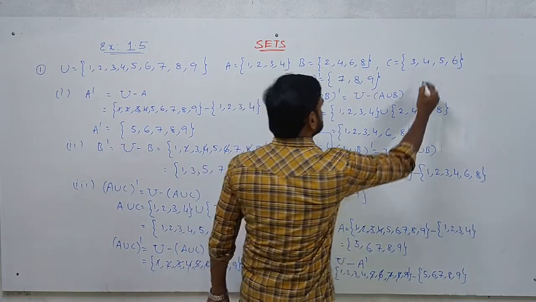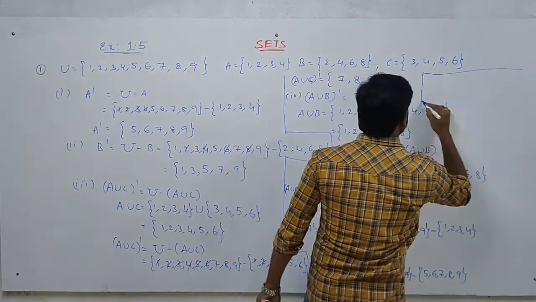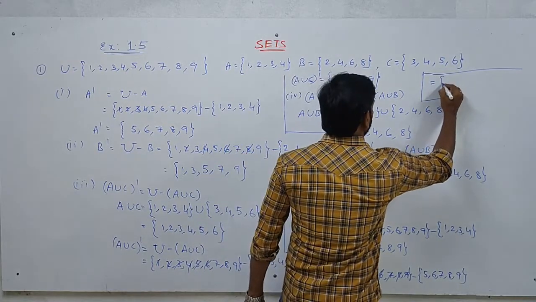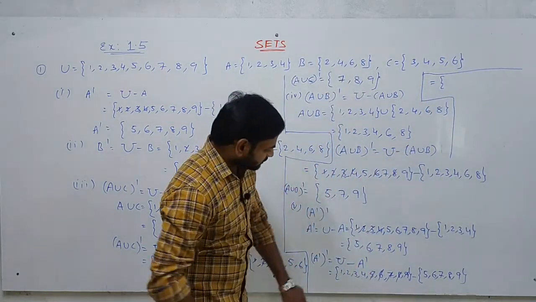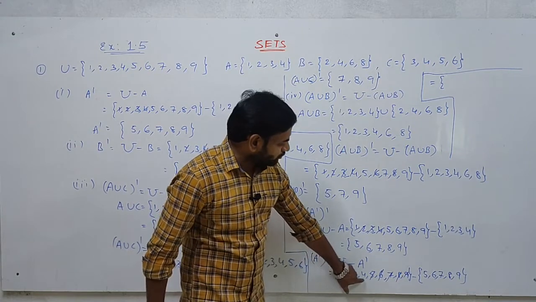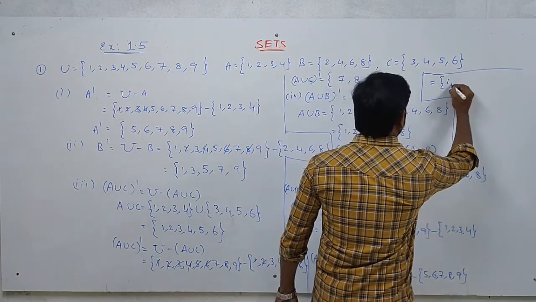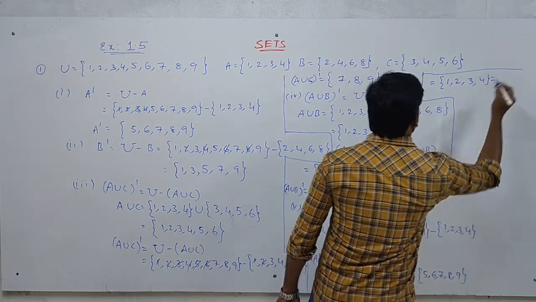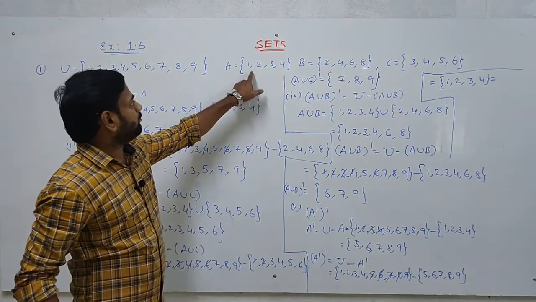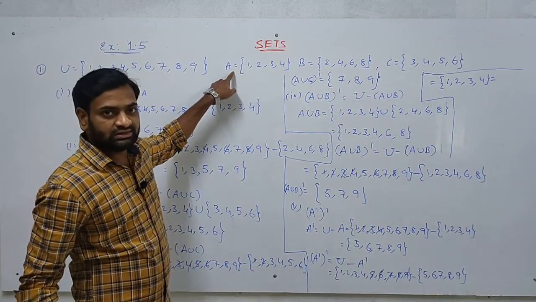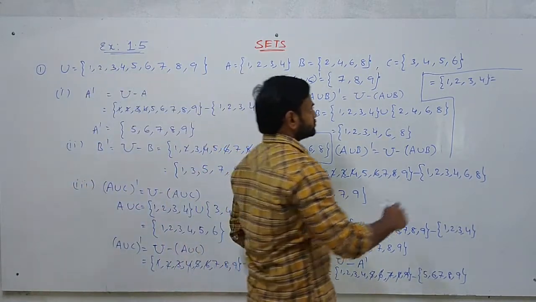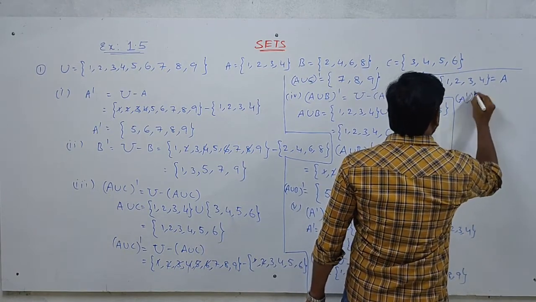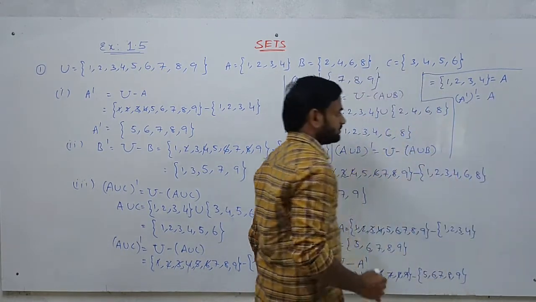Now what is the remaining? That is equal to, what are the remaining elements here? 1, 2, 3, 4. So it is equal to which one? 1, 2, 3, 4 means which set? This is capital A. So A dash whole dash is equal to capital A.